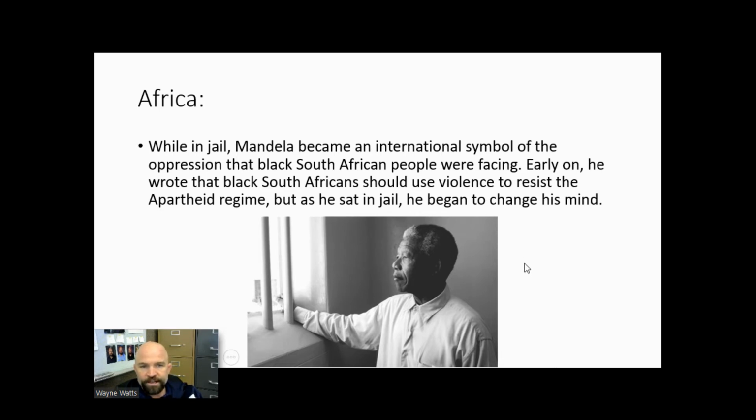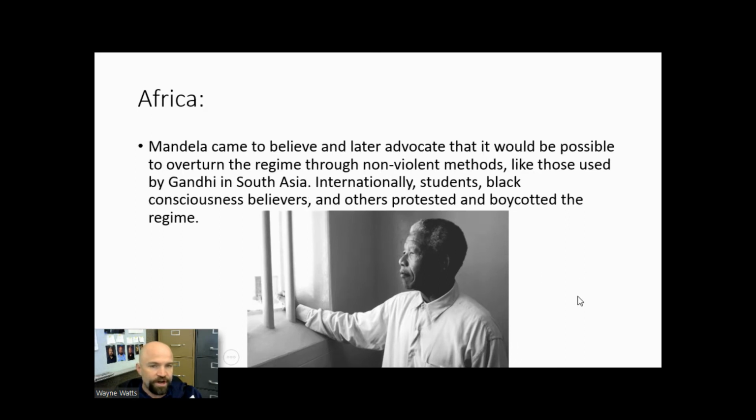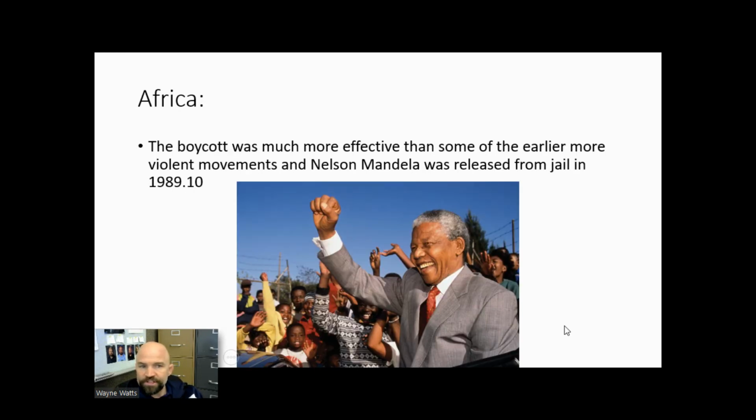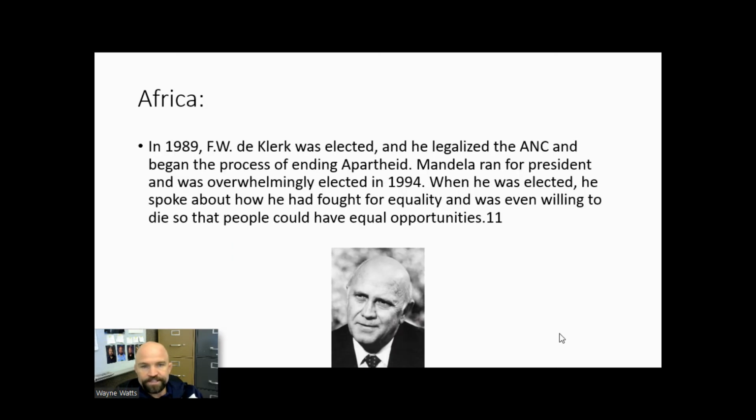Early on, he wrote that black South Africans should use violence to resist the apartheid regime. But as he sat in jail, he began to change his mind. Mandela came to believe and later advocate that it would be possible to overturn the regime through nonviolent methods, like those that were used by Gandhi in South Asia. Internationally, students, Black consciousness believers, and others protested and boycotted the apartheid regime. The boycott was much more effective than some of the earlier, more violent movements, and Nelson Mandela was released from jail in 1989.